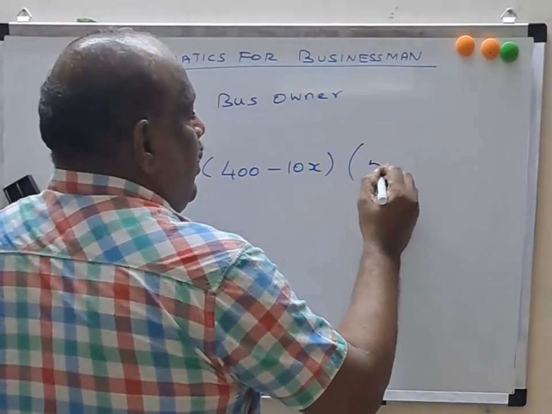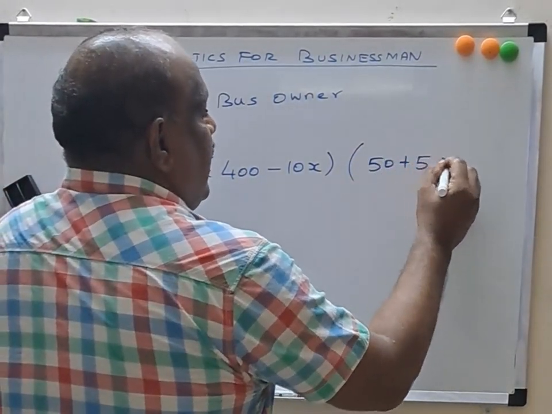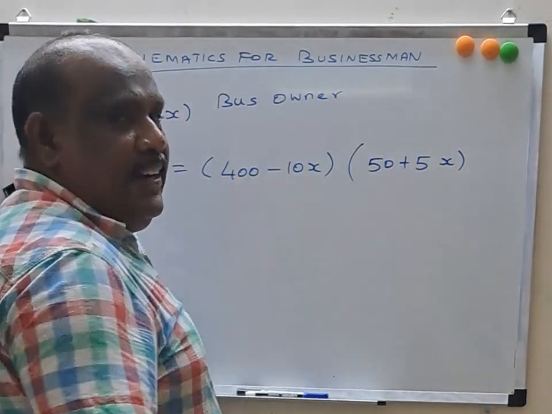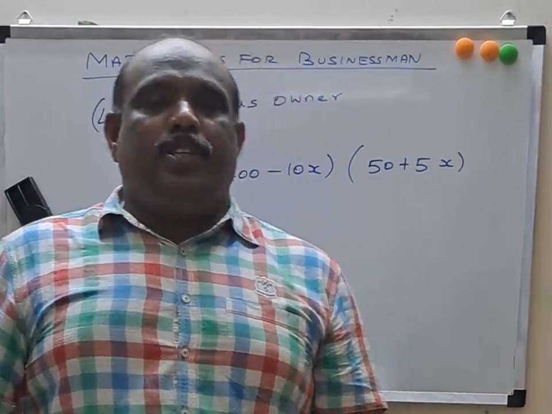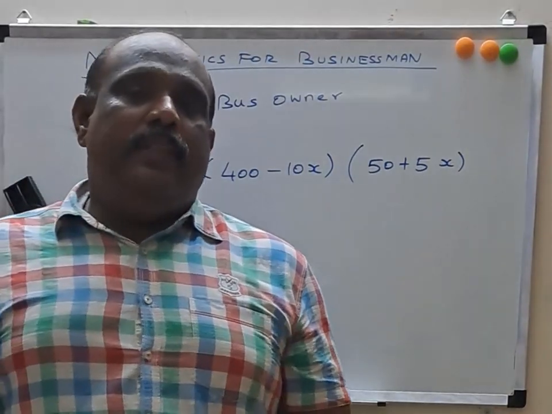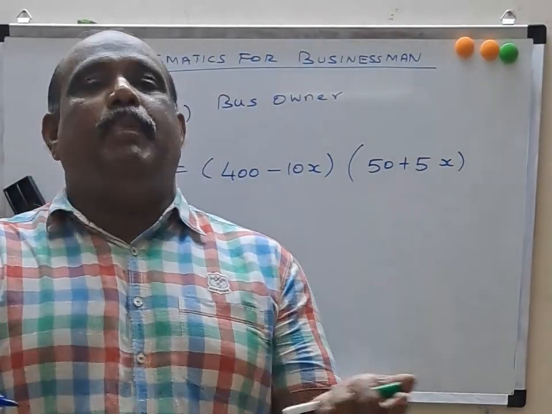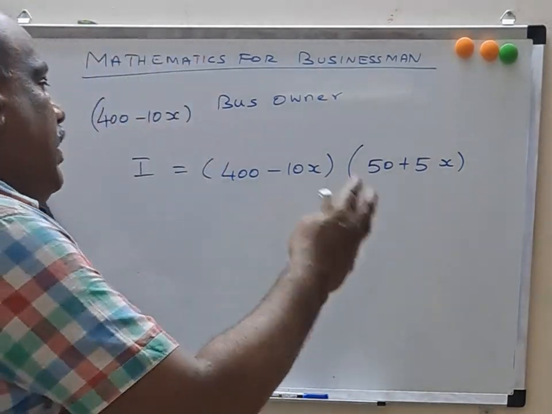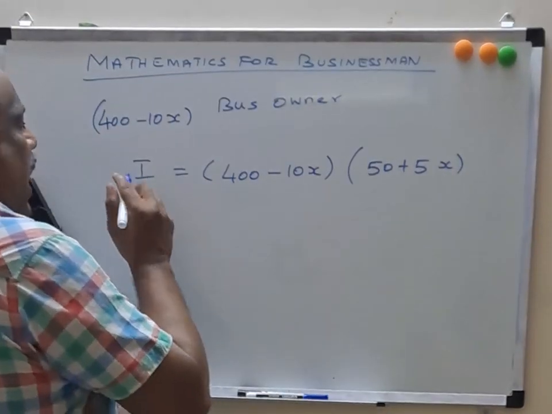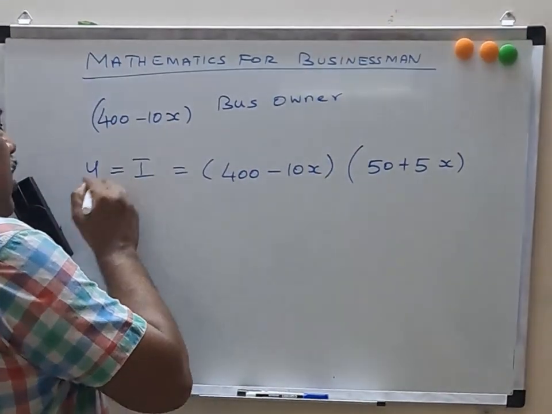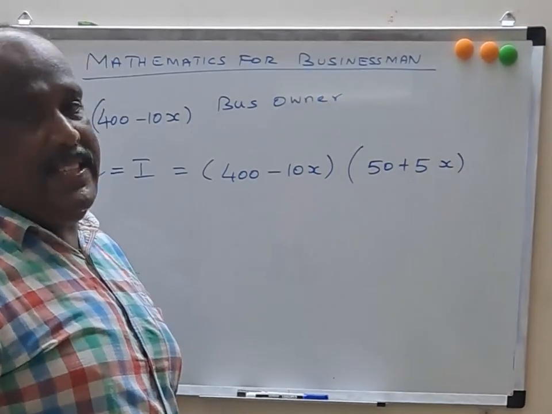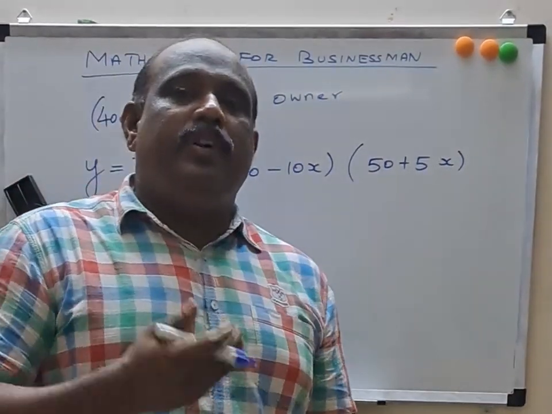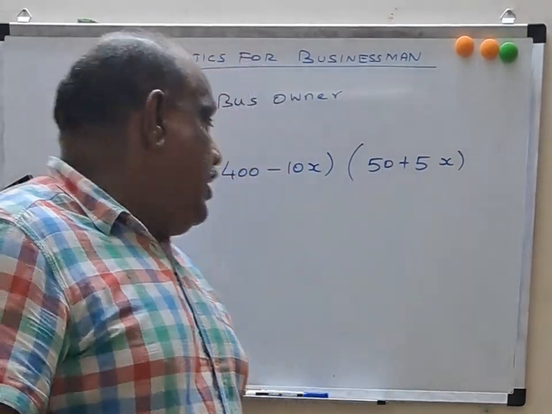Now, this is the number of passengers traveling, into the price of a ticket, 50 plus 5 into x. If I raise one time, it is 55, and the number of passengers will be 390. So we have given a relationship. The total income will be equal to the number of passengers traveling multiplied by the ticket price. So let us multiply these two things. This I is nothing but your income, which is our objective function, to have the maximum. It's better to use the word maximize than optimize.